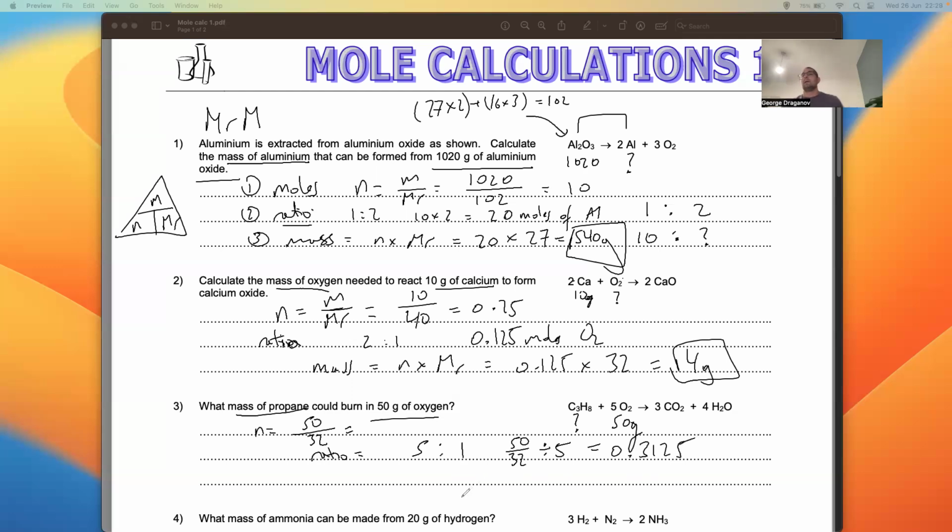0.3125. And then mass finally is moles times MR, so 0.3125 times. Now we need the MR of the one we're looking for. Don't make the mistake of putting the MR of oxygen again. So you look at this, it's 12 times 3, and it's 8 times 1. So 36 plus 8 is 44. So if I multiply this on my calculator, my final answer is going to be 13.75 grams.